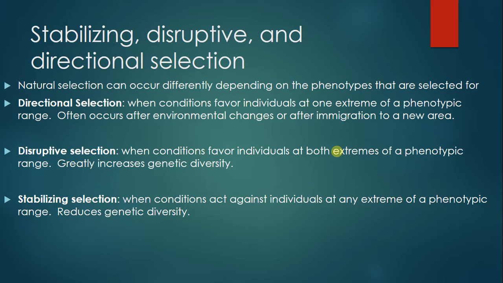That's very different than disruptive selection, when the same environmental conditions favor individuals with both extremes of a trait. This might be if, in that same situation, finches with very, very large or very, very small beaks were able to survive, but not medium-sized beaks. And then lastly, stabilizing selection is when conditions favor the intermediate phenotype, so the phenotype that's the medium beak size.